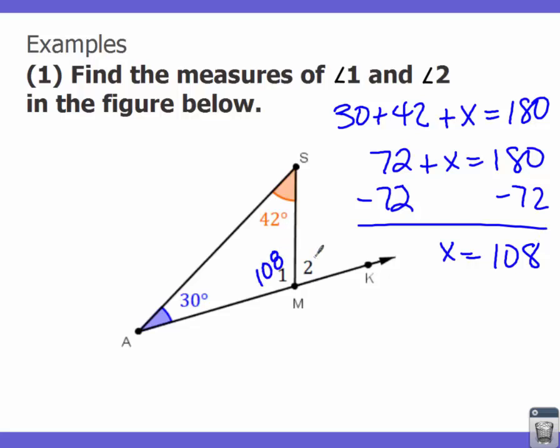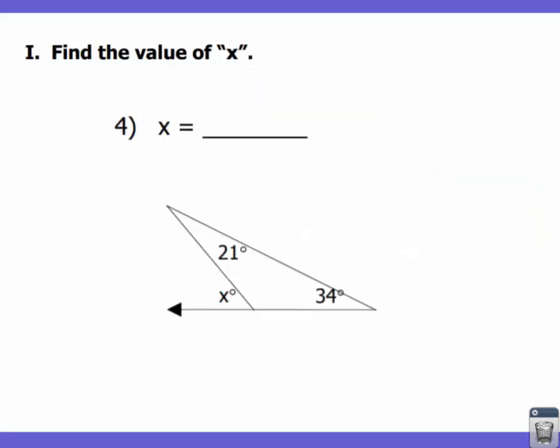Okay, so I know this angle right here is 108 degrees. Now I can find angle 2 because I know it is the supplement of angle 1. So angle 2 is 72 degrees. Well, if you notice this angle right here, it's the same as angle 42 and angle 30 put together. So that proves that particular theorem, right? That this exterior angle is equal to the sum of the two remote interiors. So let's see if we can do another one like that real quick.